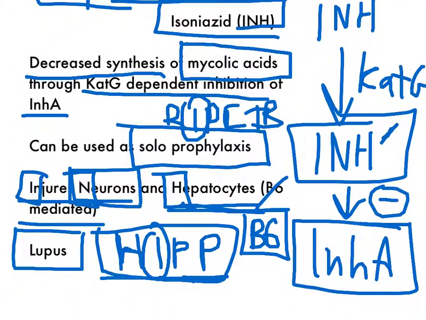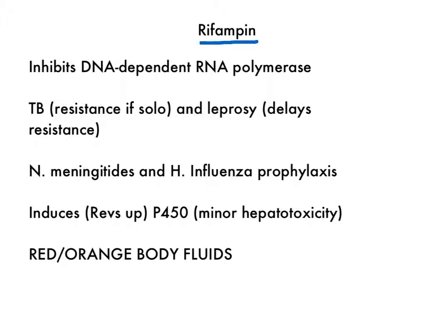The next drug we're going to be talking about is rifampin. There's a lot of R's in this drug, so just keep that in mind. The way that it works is by blocking the DNA-dependent RNA polymerase, and as you can kind of think, the DNA-dependent RNA polymerase is used in a lot of other bacteria. A lot of other bacteria use this enzyme, so it doesn't just work for TB, it works for a lot of other stuff. But in terms of a TB drug, resistance can develop if you use it by itself.